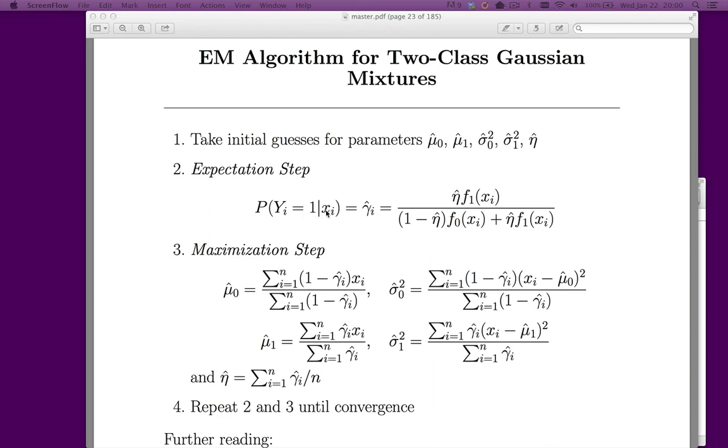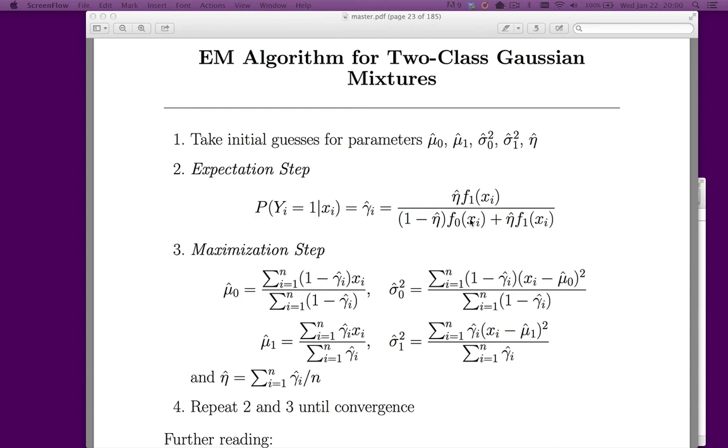So for a given x, we want to estimate the chance that that observation comes from class 1. Then we also know that 1 minus that gives us the chance that the observation comes from class 0. And we can do this with Bayes' theorem. So this is essentially Bayes' theorem.